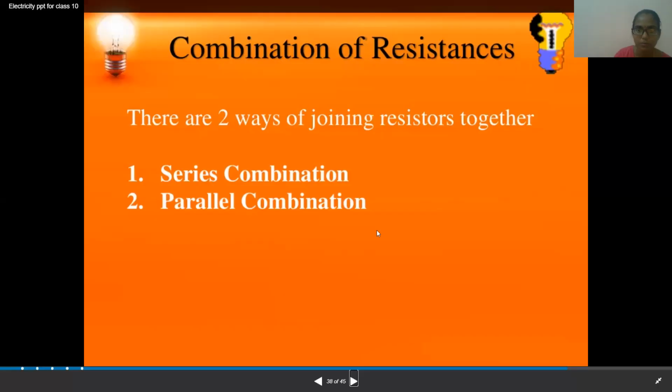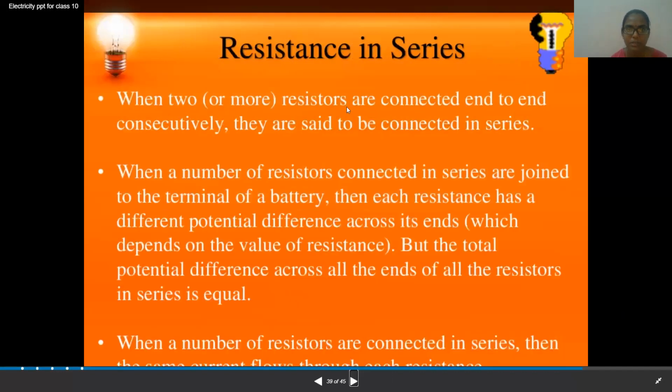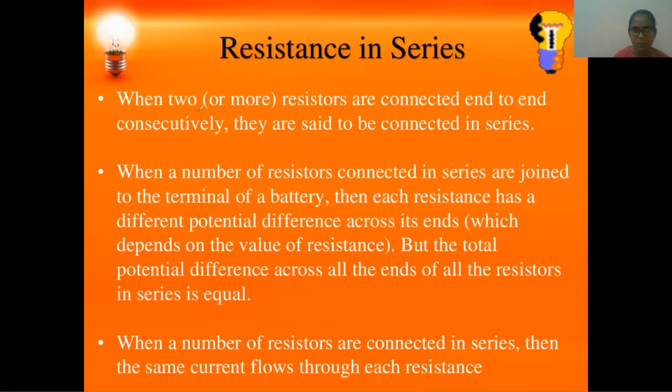There are two types of combinations we are going to observe: one is the series combination and the other is the parallel combination. Two ways we connect the resistors. First, let us try to understand what the series combination actually is. Series combination is when resistors are in series. When two or more resistors are connected end to end consecutively, they are said to be connected in series.